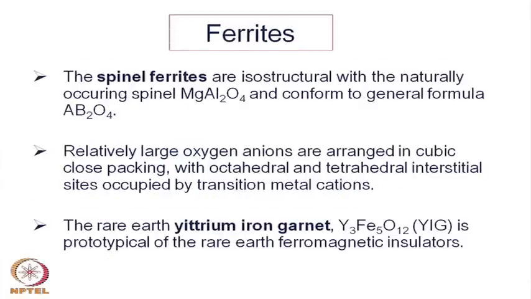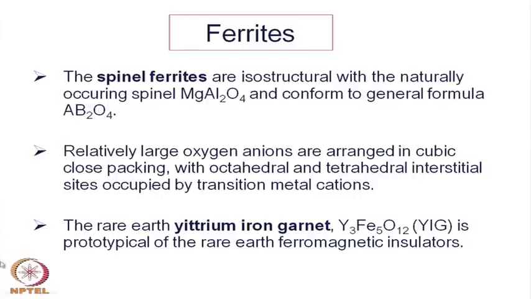Well, to give you a little more information about the ferrites, the spinel ferrites are isostructural with the naturally occurring spinel, which I have mentioned just now, Mg spinel, which is MgAl2O4, and conform to the general formula AB2O4. The relatively large oxygen ions in these spinel ferrites are arranged in cubic close packing, with octahedral and tetrahedral interstitial sites occupied by the transition metal ions. Okay. So, the divalent transition metal ions occupy some of these sites. We will look at the structure a little more closely.